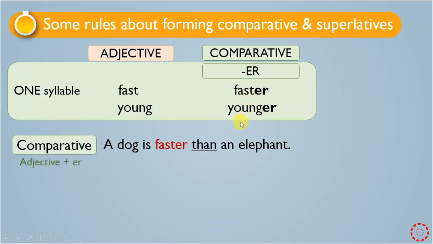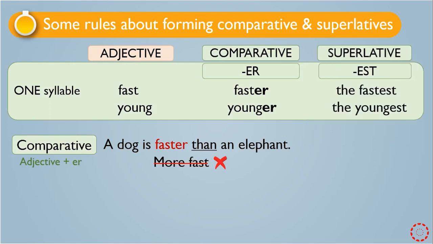Look at this example. A dog is faster than an elephant. We cannot say more fast because fast is a one-syllable adjective and we just add er. We say faster. And for the superlative, we add est to the adjectives, I mean to the one-syllable adjectives. Fast became the fastest. Before the superlative form, we have the article the, and young became the youngest.